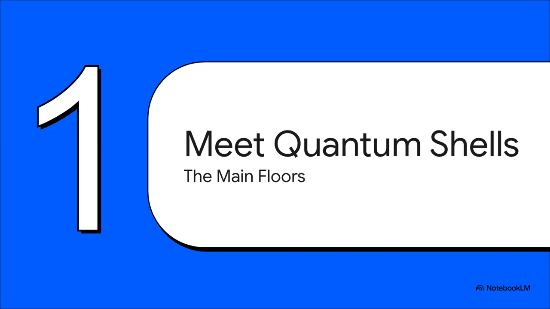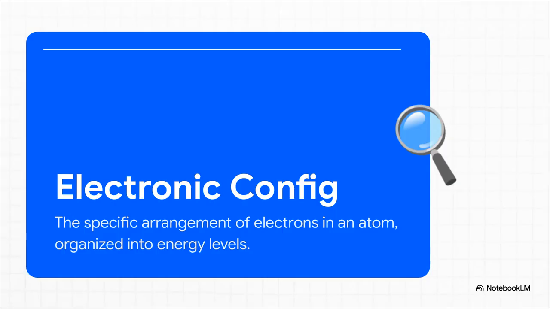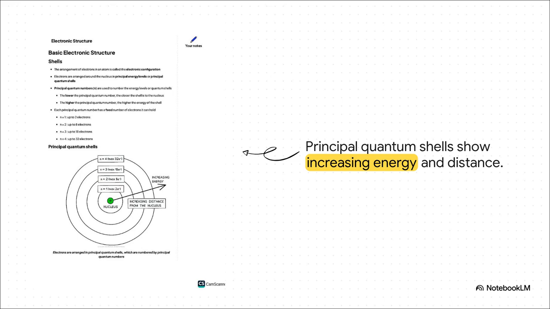Meet the quantum shells, the main floors. To really map this whole thing out, we have to look at the electronic configuration. Now, that might sound complicated, but it's really just the master manifest detailing the precise distribution of electrons across principal energy levels, or what we call quantum shells. Notice how these principal quantum shells act literally just like floors in a building.